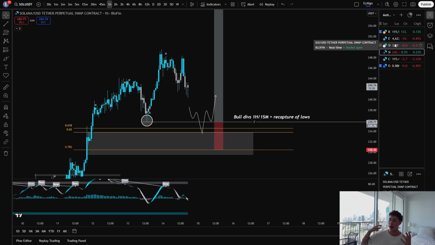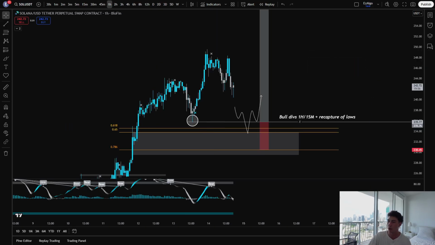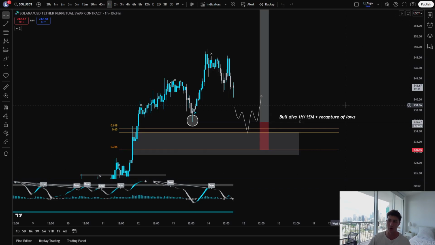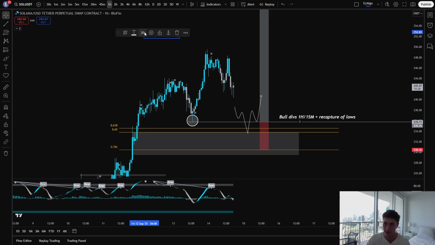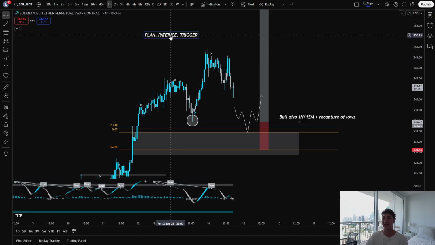I'm being patient. I'm planning my trades in advance. I'm not FOMOing longs on a Sunday where it's low volume. I'm waiting for my ideas to form. I'm waiting for price action to show me where it wants to go, and then I'm executing on that, okay? My 3-step process is plan, patience, trigger. This is a terminology or a slogan that I've made up. Plan, patience, trigger. And this is how I execute all of my trades.